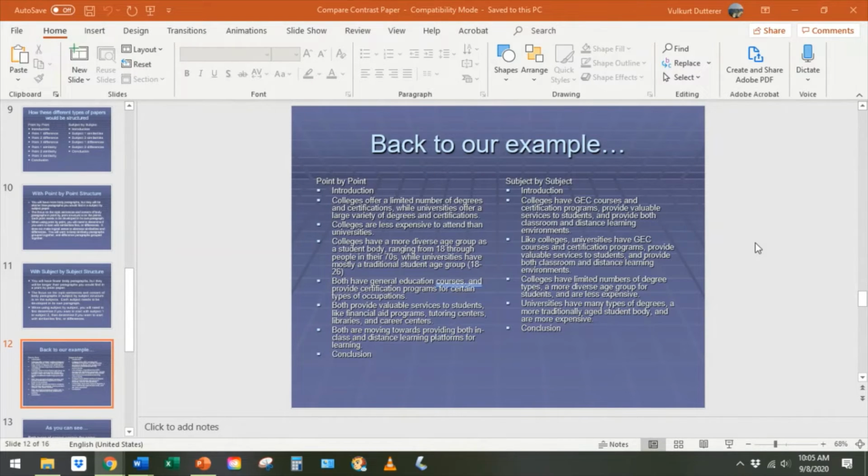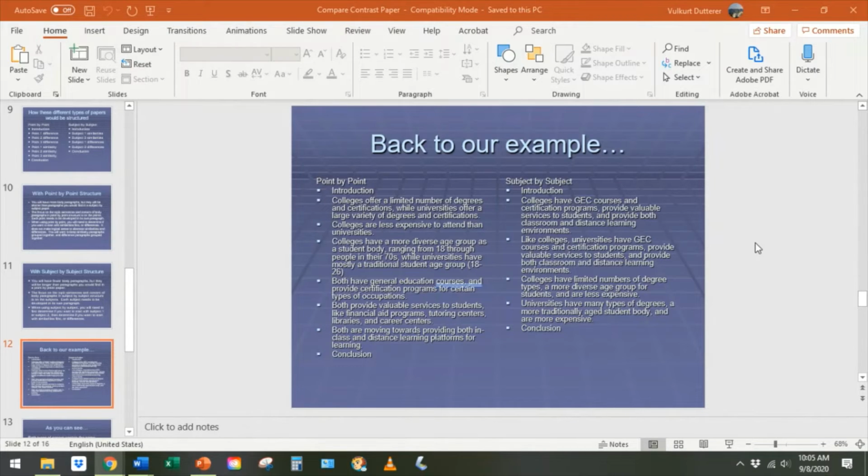So that's an introduction. It's giving some context and background to the topic. It's providing a thesis statement, and it's letting my audience know this is what I'm talking about in this paper. So my first body paragraph: colleges offer a limited number of degrees and certifications, while universities offer a larger variety of degrees and certifications, and I would have a whole paragraph that discusses that. Next paragraph: colleges are less expensive to attend than universities, and I would have a whole paragraph that discusses that.